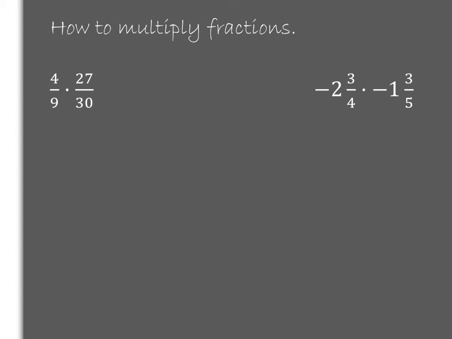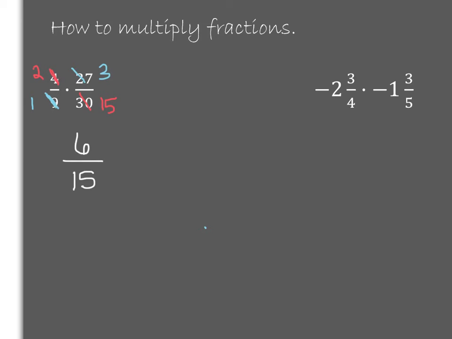So 9 and 27 are both divisible by 9, so 9 divided by 9 is 1, 27 divided by 9 is 3, and then 4 and 30 are both divisible by 2, so 4 divided by 2 is 2, 30 divided by 2 is 15. So now that I've made the numbers slightly smaller, now I can multiply straight across. So I'd be multiplying 2 by 3 to get 6, and 1 times 15 to get 15.